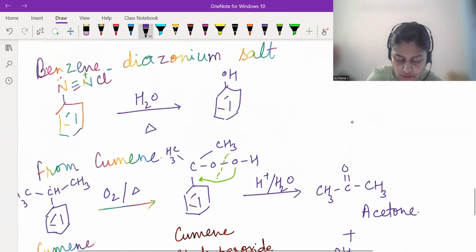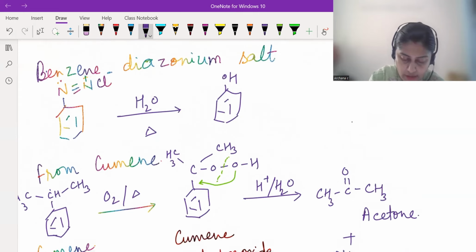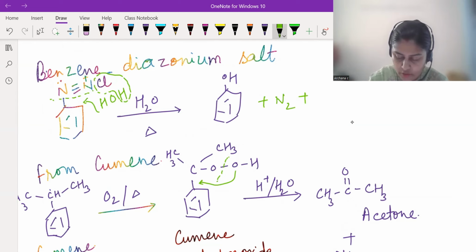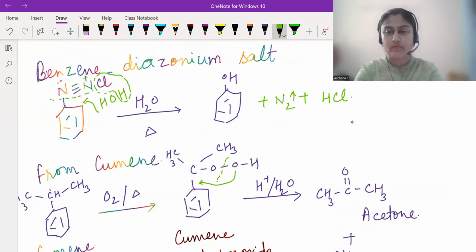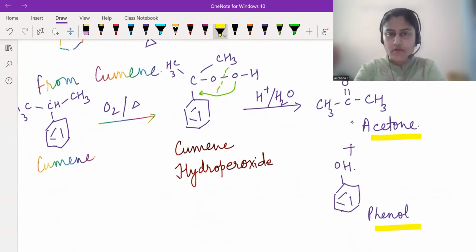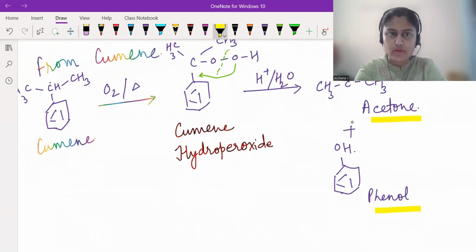Similarly, you can have a memory technique in this also, where you can write water as HOH. So one HCl will go like this, N2 will get removed like this, and this OH will go and get attached to the benzene ring. So you have N2 gas liberated, and as byproduct you have HCl. So these are commercially important compounds. So that was all regarding the synthesis of phenol.